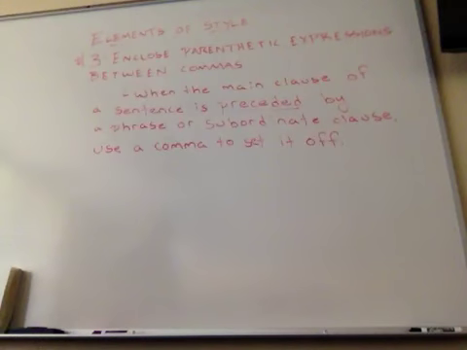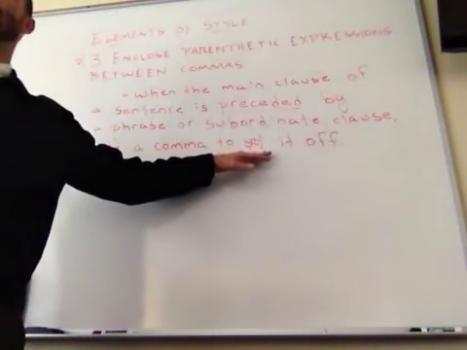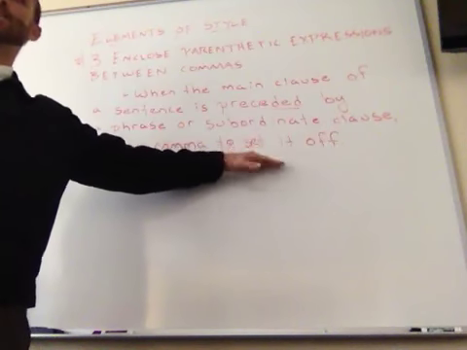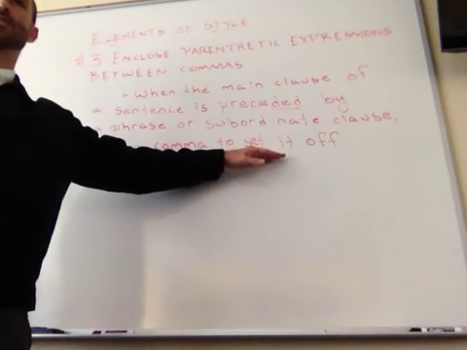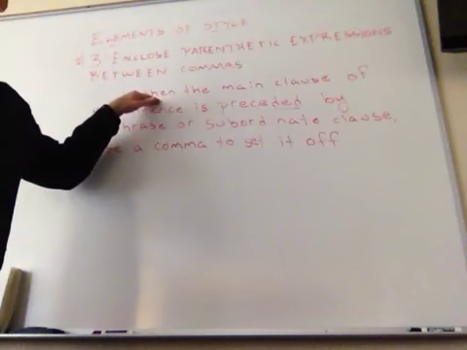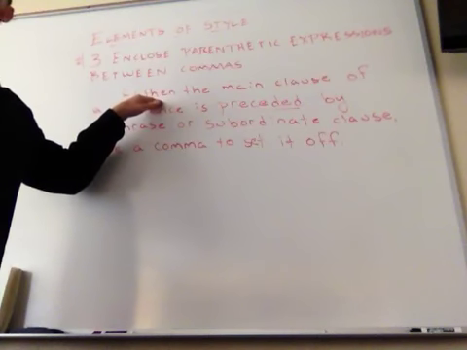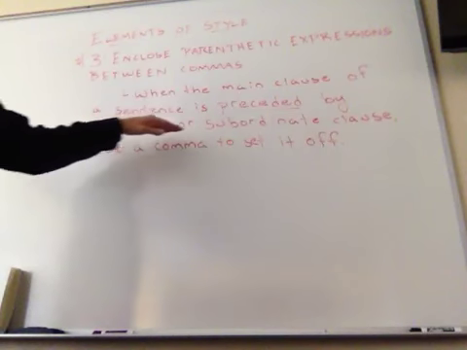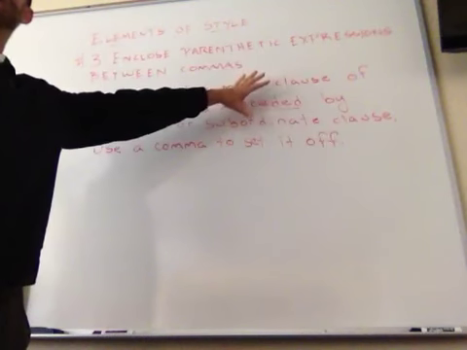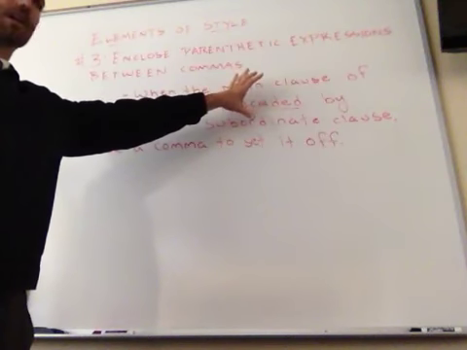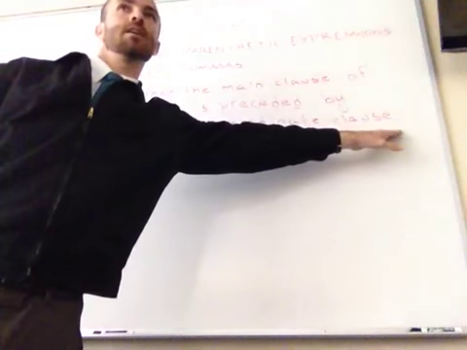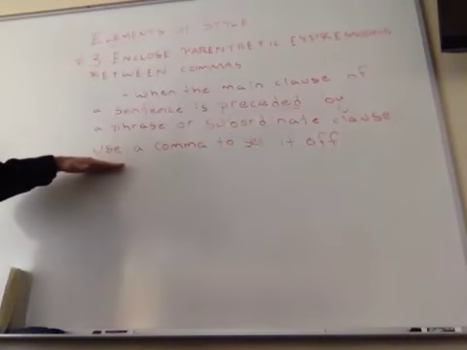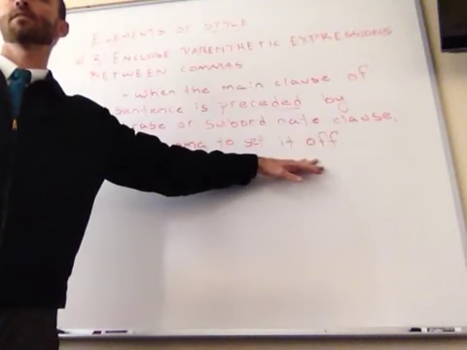So let's take an example. First of all, we could take this actual sentence as an example, right here. The sentence that tells you the rule is an example of the rule itself, because you start the sentence with this word, right? When. That was one of the words I just said. So, when the main clause of the sentence is preceded by a phrase or subordinate clause, that whole thing right there is the subordinate clause, right? See the comma? Then you begin the independent clause. Use a comma to set it off.